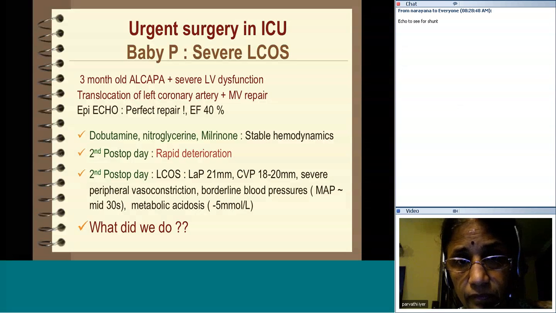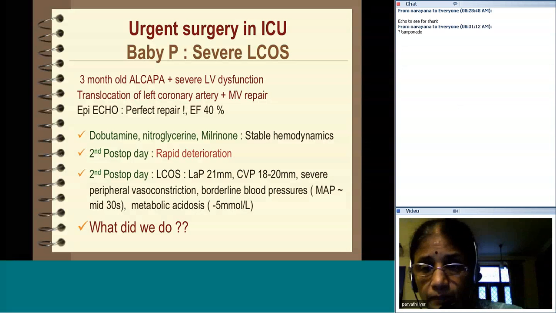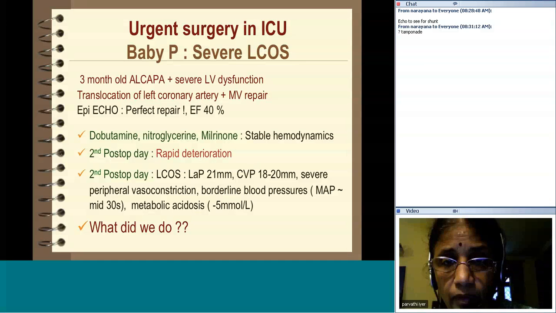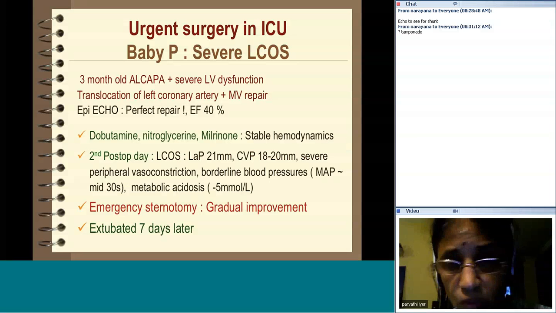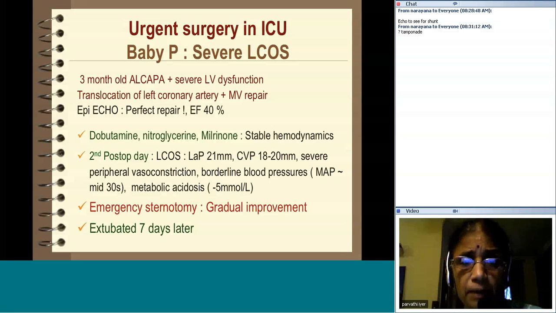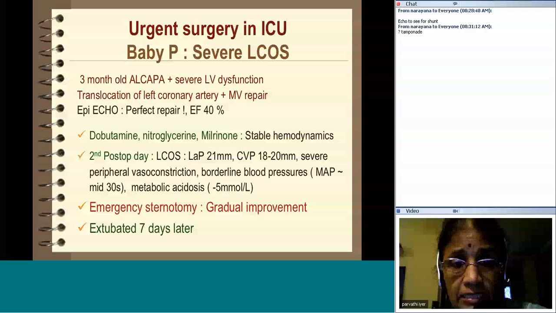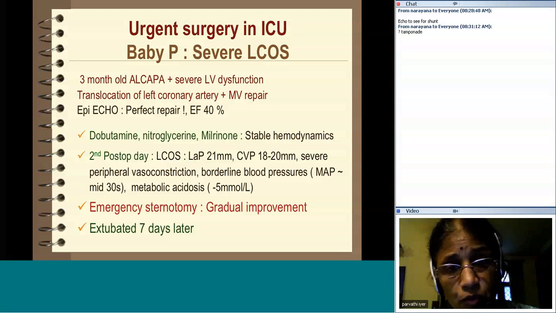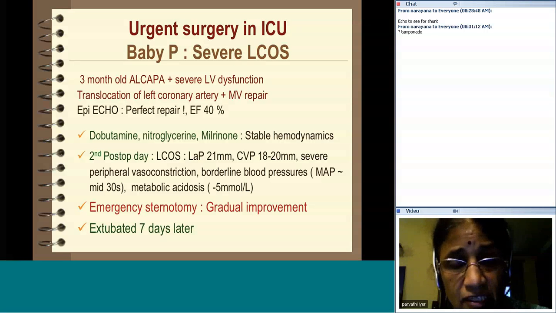There was no collection. What they did was an emergency sternotomy. And later on, when we discussed this child, we felt that even though the EF was 40%, perhaps it would have been a good idea, since the cardiac output actually deteriorates over the 0 and first post-op day, to selectively leave the sternum open. So all we did was open up the sternum. There was no collection, there was no tamponade. The baby gradually improved. Remember, he was a very sick child. He was extubated 7 days later and successfully went home.